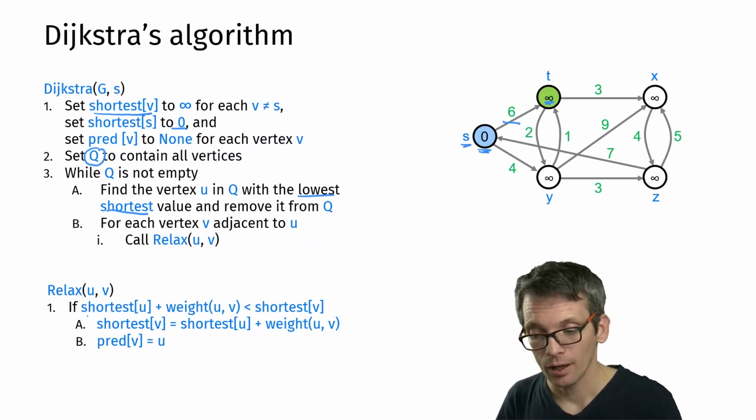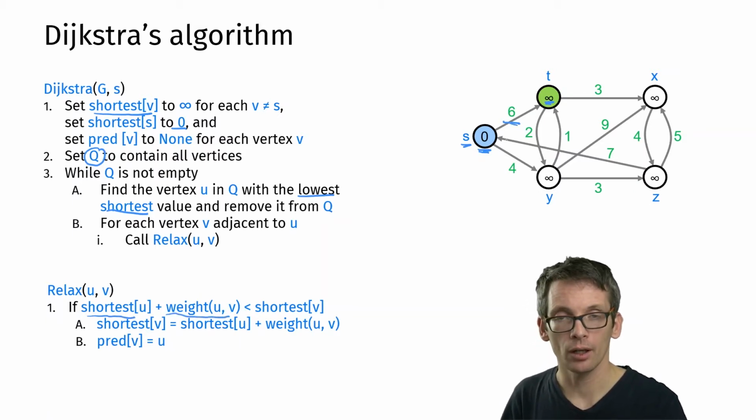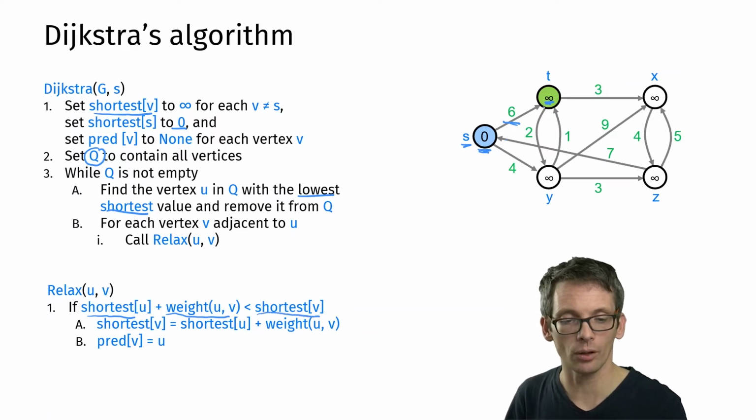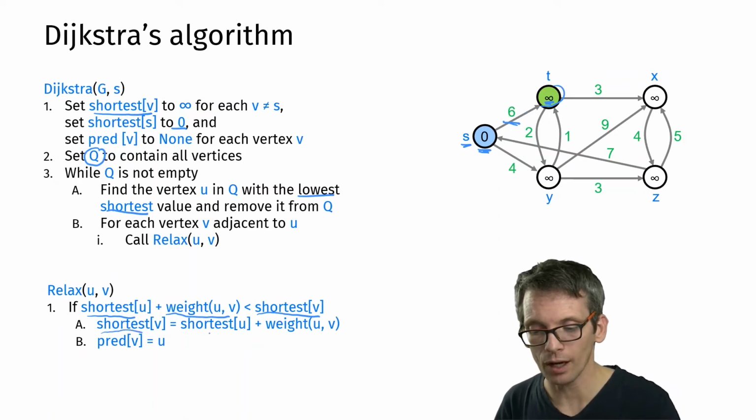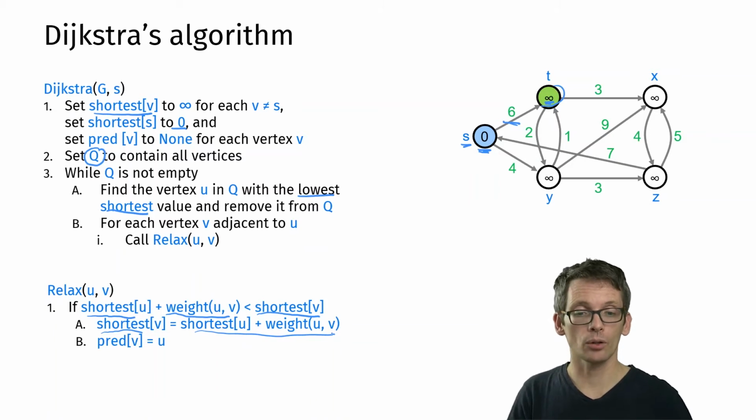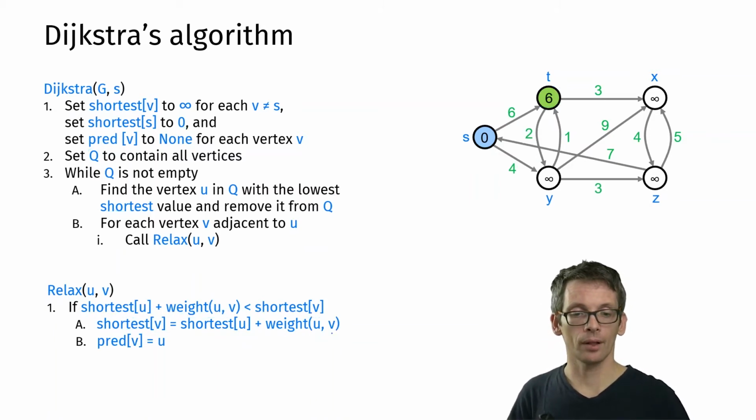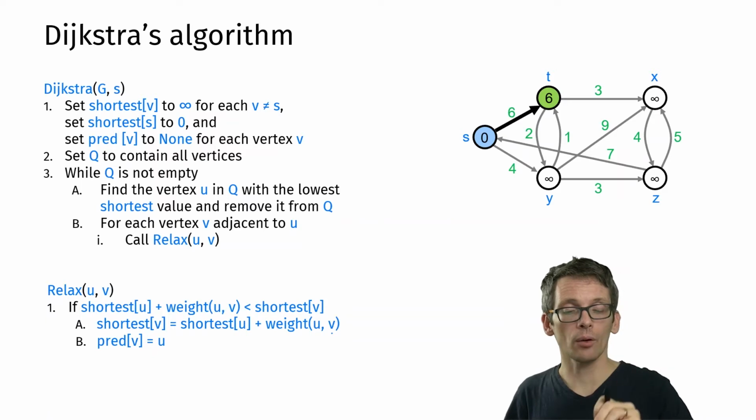So let's see that. If shortest of U, so that's here in our example 0, plus the edge weight, so 6, 0 plus 6, if that is smaller than the current value that we have, infinity, 6 is smaller than infinity, yes, then we're going to set the value to the value that we just computed, so 0 plus 6. And we're going to set the predecessor of T, or more generally of V, to U, so in our case, the predecessor of T to S, and I'm going to show that with this arrow. So now we're done processing the edge from S to T.